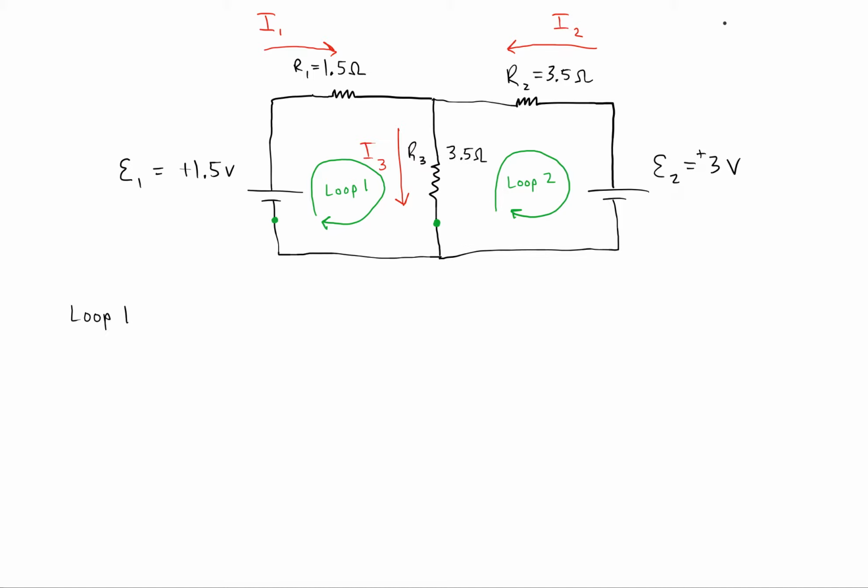Kirchhoff's loop rule says that the sum of all potential changes in the loop has to add to 0. So we want to first go through that battery. When we go from negative terminal to positive terminal, we're adding voltage though. We're going to go up 1.5 volts. So let's start with 0 equals plus 1.5. That's going to be our first change.